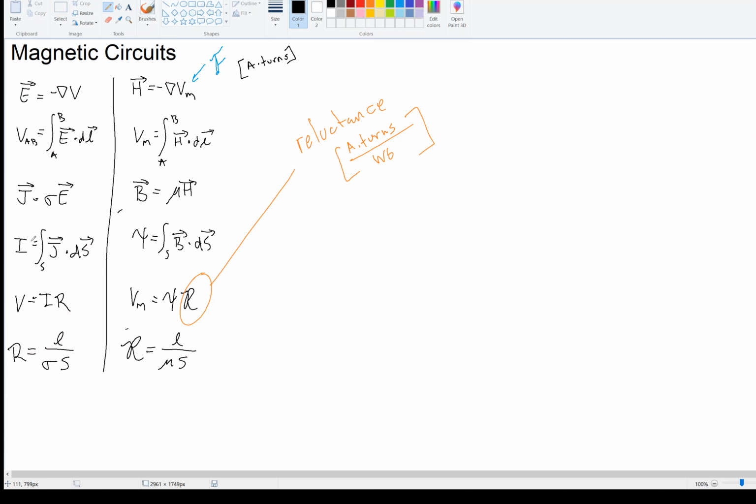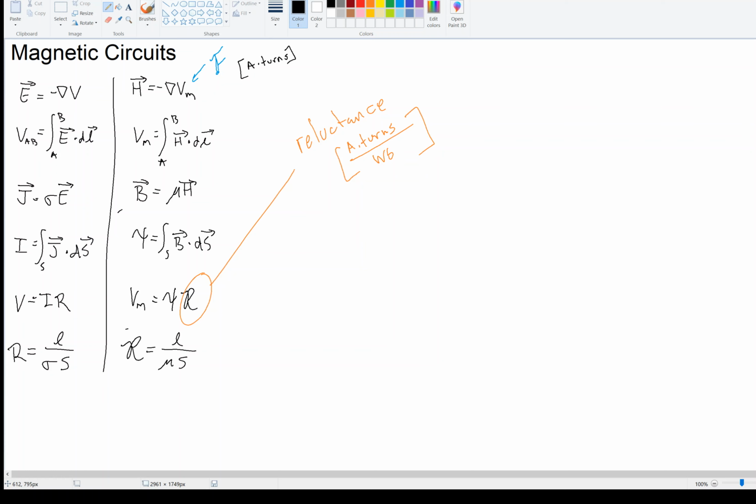Kirchhoff's current law says that the sum of all of the currents entering a node is equal to zero, or the sum of the currents entering is the sum of the currents leaving. And for magnetic circuits, we would say that the sum of all of the fluxes entering a junction in the material would equal zero. And then also series and parallel combinations of reluctances apply, and current division applies, although it would be flux division, and magnetic potential division. All of that applies still.